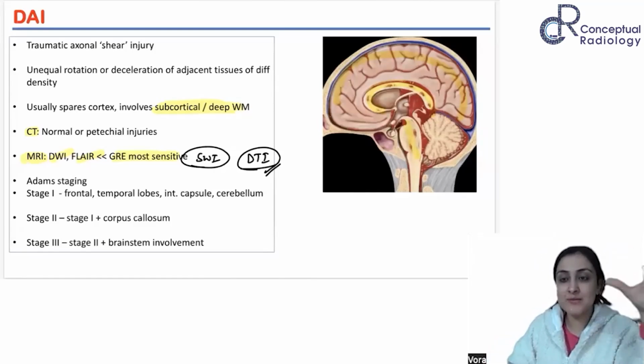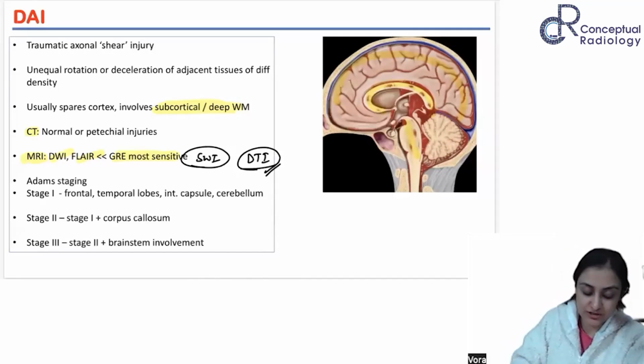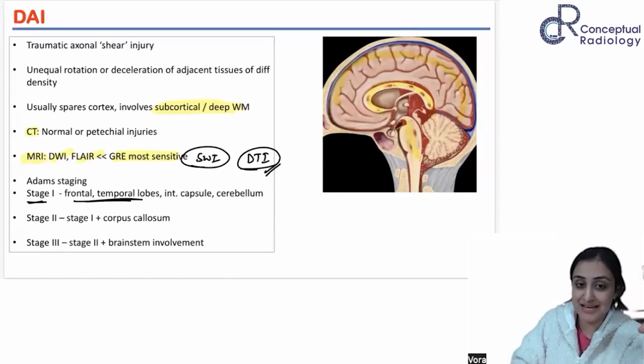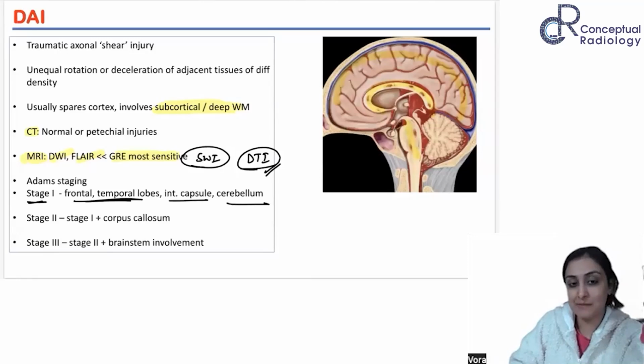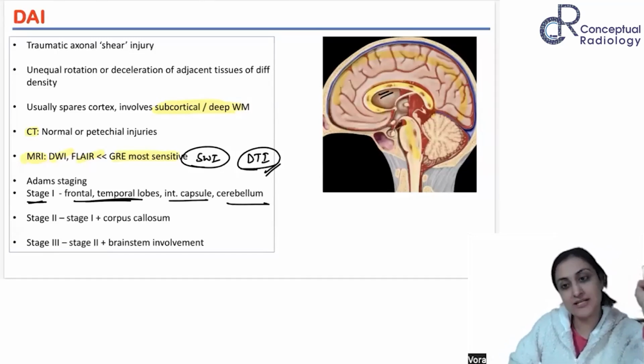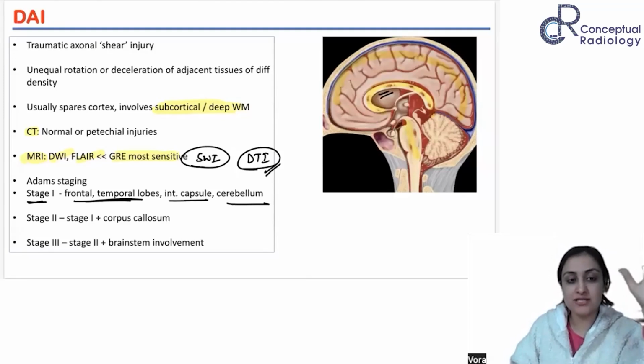Talking about the Adams staging of diffuse axonal injury. Stage 1 is the gray matter white matter junction. The most common sites are the frontal lobe, temporal lobe, internal capsule, and cerebellum. Stage 2 is when the corpus callosum gets involved, and stage 3 is the brainstem, right? So this is the Adams staging.